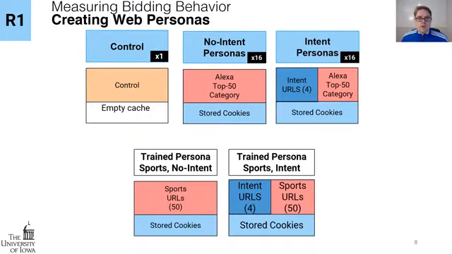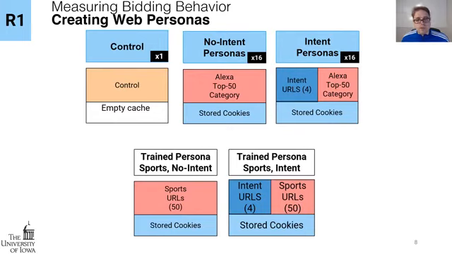To understand how much advertisers are willing to bid for different users, we design web personas based upon Alexa categories. To train each persona, we conducted controlled web crawls using a lightly modified version of OpenWPM. Using a fresh browser state, we visited 50 URLs from each category and stored the resulting cookies. We also trained 16 additional intent personas by first navigating to product pages, reserving an item on each page, and then proceeding to train on each Alexa category as we previously mentioned.